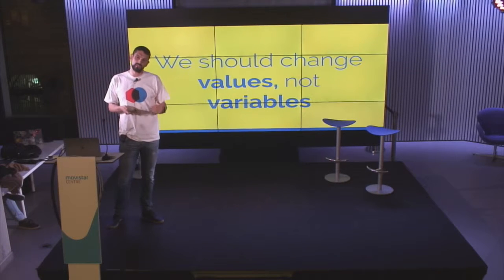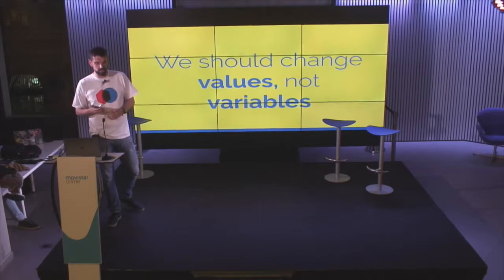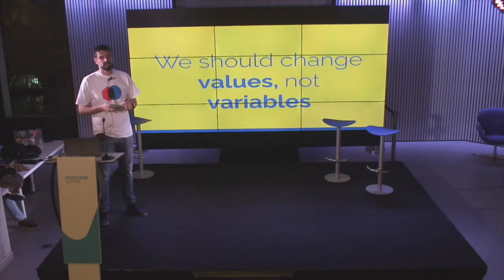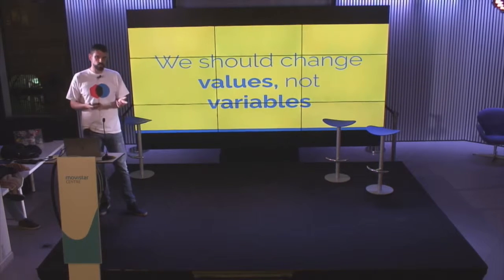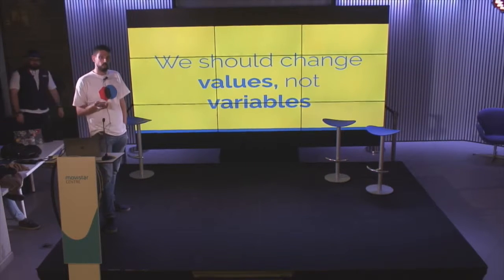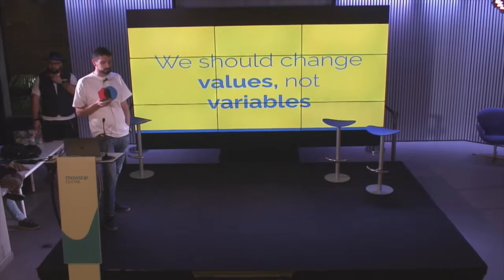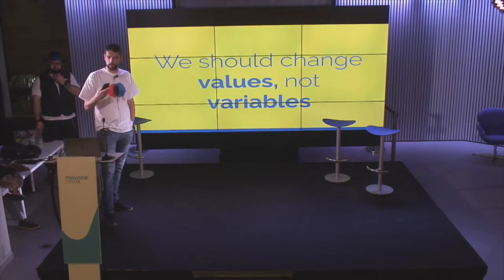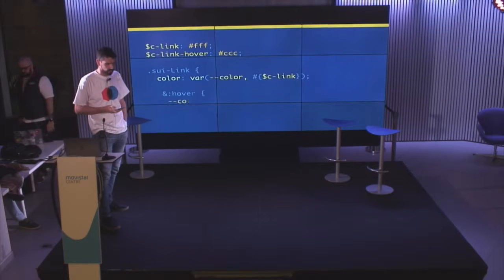And this drives us to try to understand the concept about custom properties, and that is that we should change values and not variables. So if we think SASS variables can be used as static values, we should only change custom property values. That means we can change the usage of SASS variables, but not where the custom property is used. I will show an example.